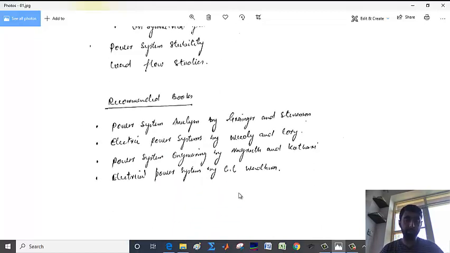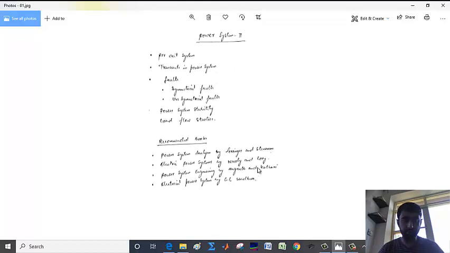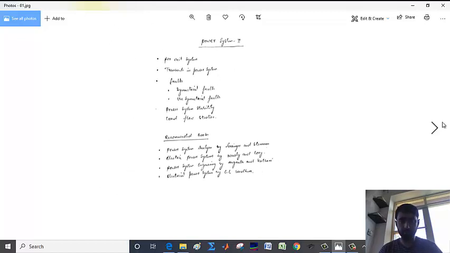Now the recommended books, which books you will be referring to. The first one is Power System Analysis by Grainger and Stevenson, Electrical Power Systems by V.K. Mehta, Power System Engineering by Nagrath and Kothari, and Electrical Power Systems by C.L. Wadhwa. I think I have already given these books to you, I mean ebooks.